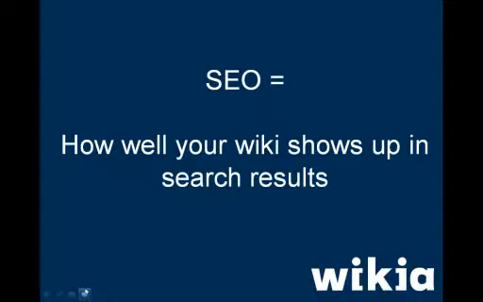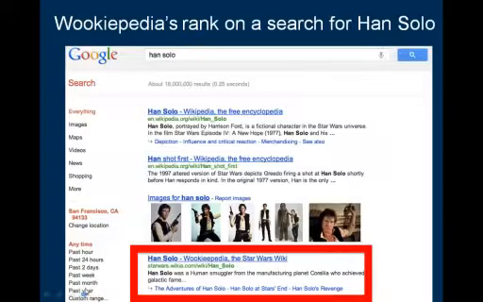So SEO stands for Search Engine Optimization, which refers to how your wiki shows up in search results. It's ideal to show up in the top of search results since people are most likely to click on one of the top search results they see. For example, if you have a wiki about bacon and someone searches for bacon recipes on Google, the higher your wiki shows up in search results, the more traffic you'll likely get.